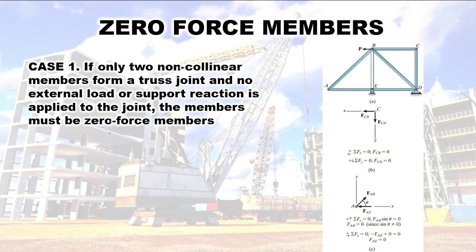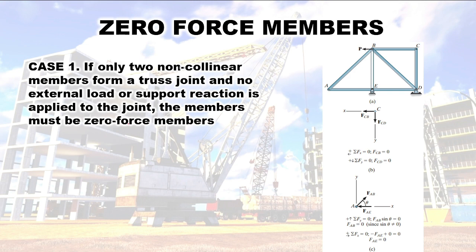In our trusses, we also have what we call zero force members. This one is, in our truss, we can already assume that a certain member is already equal to 0 without doing summation forces vertical, summation forces horizontal, or summation moment. So we can already say that that member is equal to 0. How? So I actually have two cases, case 1 and case 2. Now for case 1, if only two non-collinear members form a truss joint and no external load or support reaction is applied to the joint, the member must be zero force members.